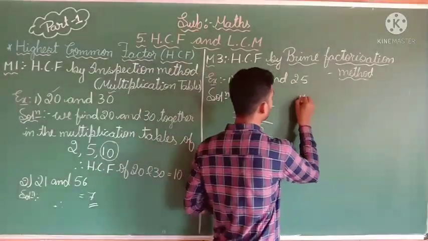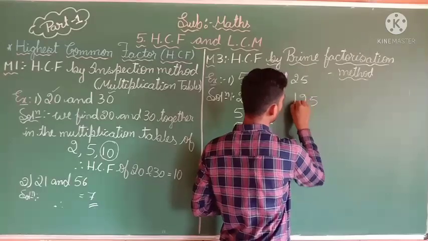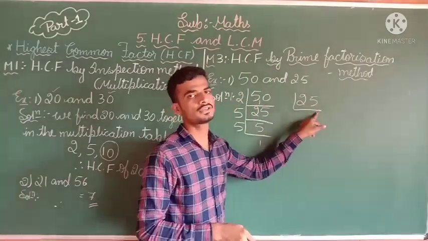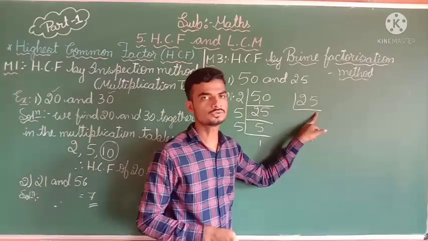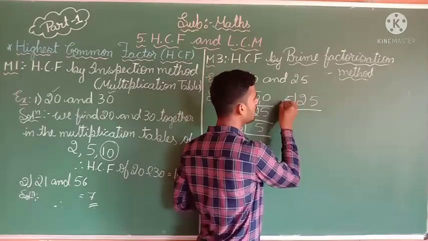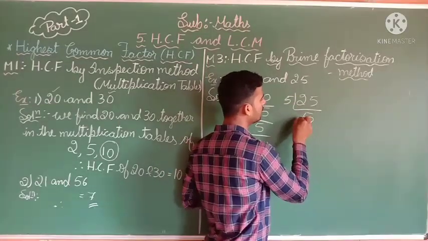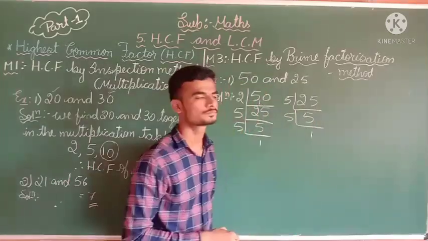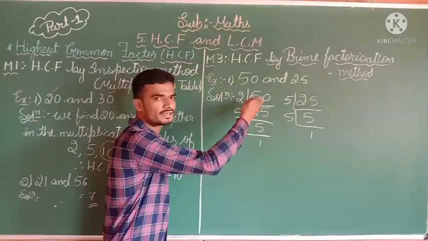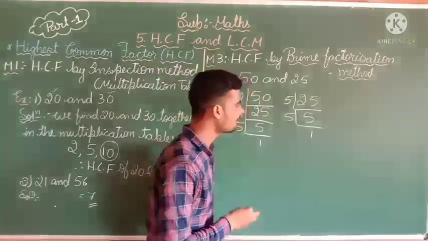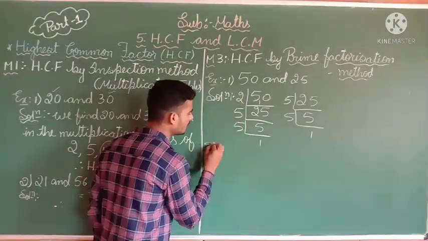Then 25. Here also this 25 will not come in the table of 2. It will come in the table of 5 itself. 5 how much are 25? 5 5s are 25. Okay, then 5 1s are 5. Now the prime factors you got, you have to write down here. Okay, the factors of 50.